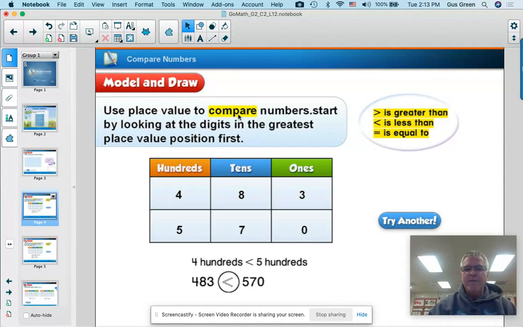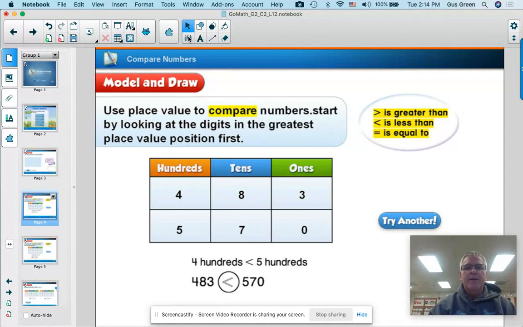We're going to use place value to compare the numbers. Start by looking at the digits in the greatest place value position first. So the greatest in these three-digit numbers is hundreds, then tens, then ones. And we're going to use these symbols, greater than, less than, and equal to, in order to finish our work today.